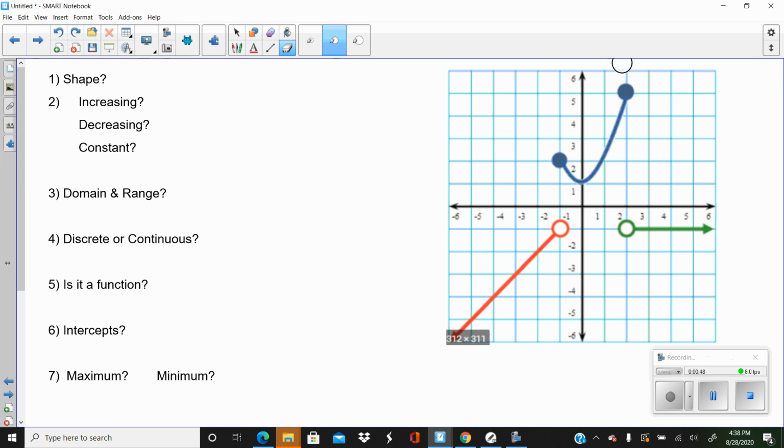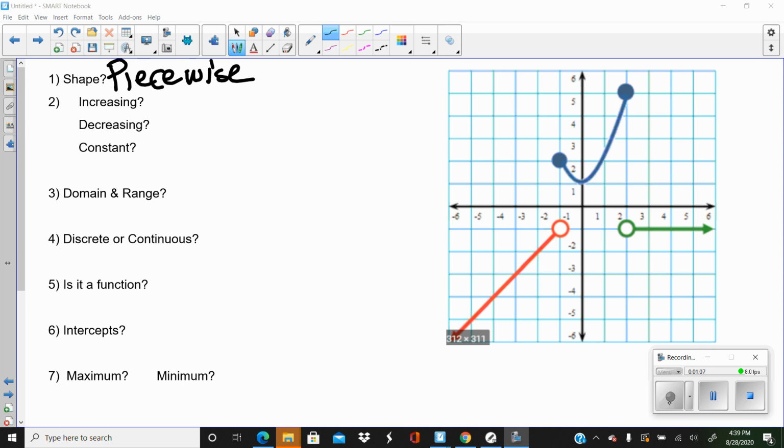Alrighty, and likewise over here, if I use an input of 2, I will only get an output of 5. I will not get an output down here because of that open circle. That's not part of it, okay? So this is called a piecewise graph, and let's make a little note of that here because that would be considered the shape of this graph.